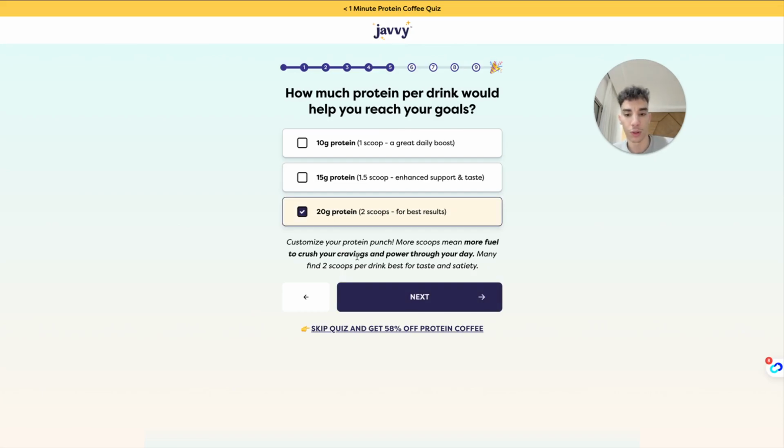More scoops mean more. Customize your protein punch. More scoops mean more fuel to crush your craving and power through your days. Many find two scoops per drink best for this.